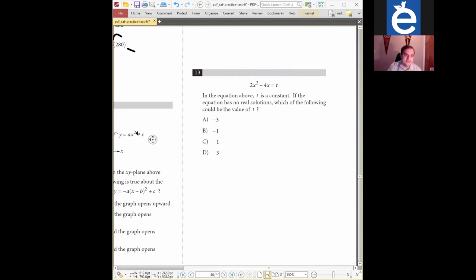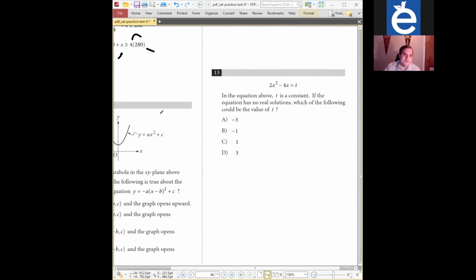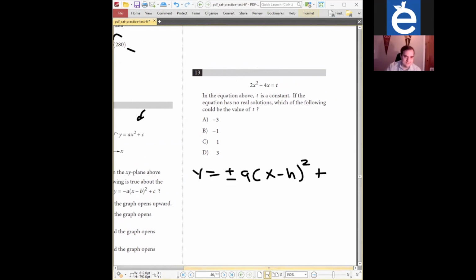We'll start with this because this is the actual question. This is what's known as vertex form. Why is it known as vertex form? Because it's the one where you can literally glance at it and see the vertex. This is y is equal to plus or minus a times (x minus h) squared plus k, right? y is equal to plus or minus a times (x minus h) squared plus k.